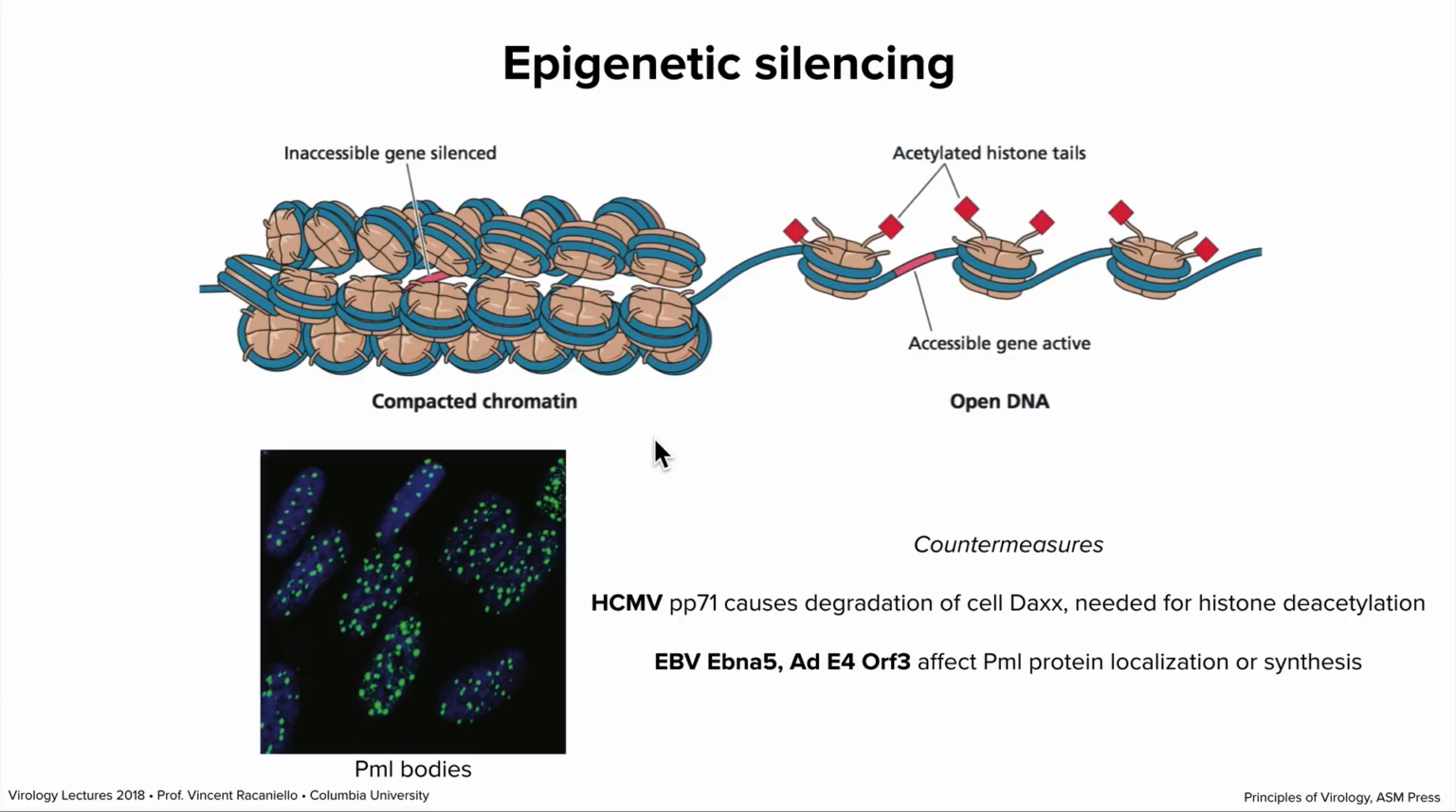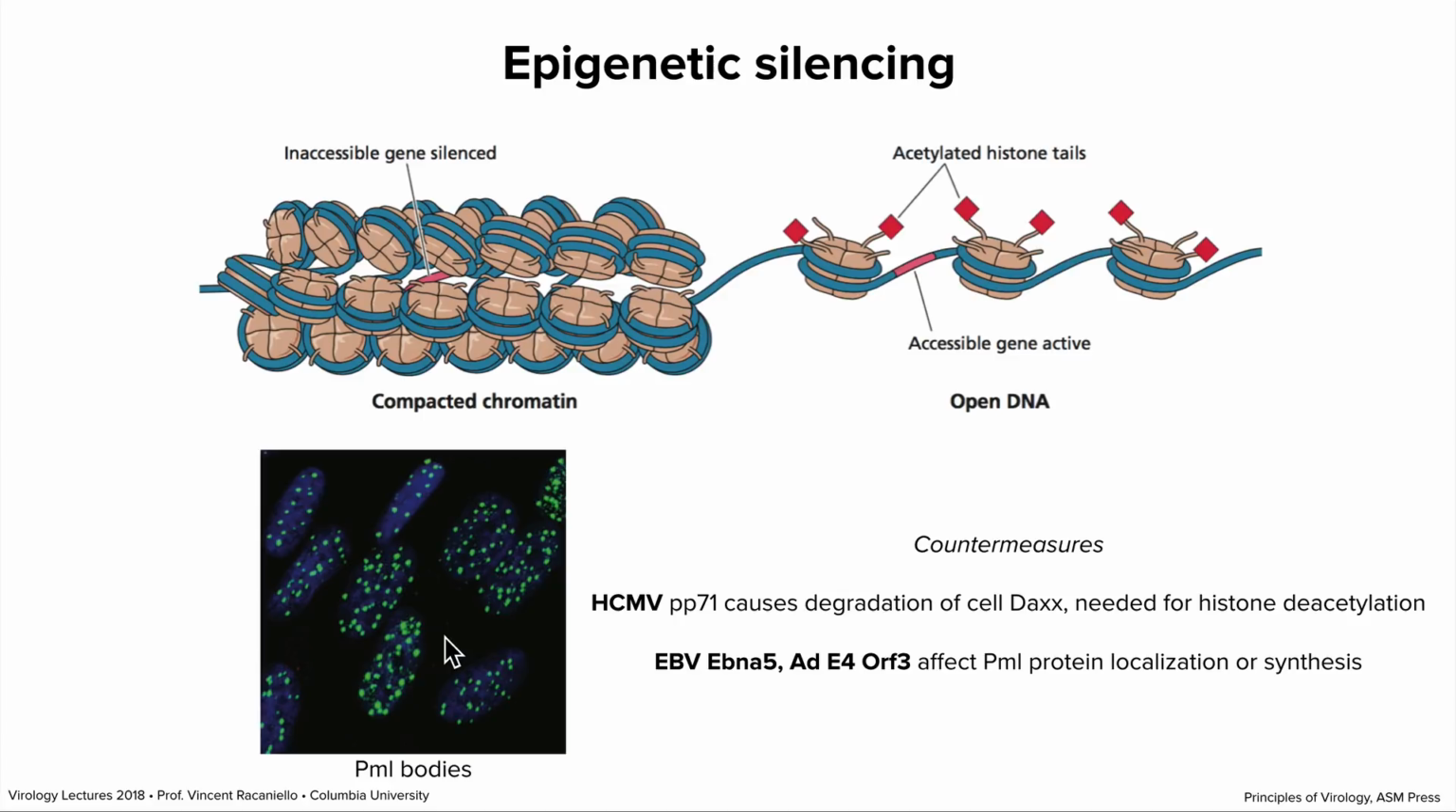Viruses encode countermeasures. For example, human cytomegalovirus encodes a protein called 71 that causes degradation of a cell protein called DAX, which is needed for deacetylation. In other words, deacetylation will silence the viral DNA, so the viral genome encodes a protein that interferes with deacetylation. And Epstein-Barr virus and adenovirus also encode proteins that affect PML protein localization. And so it will disrupt the formation of these PML bodies, so the virus DNA is not included in the PML bodies and can't be silenced.